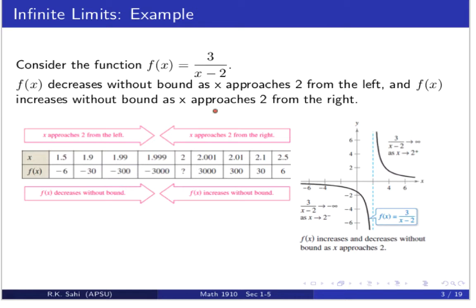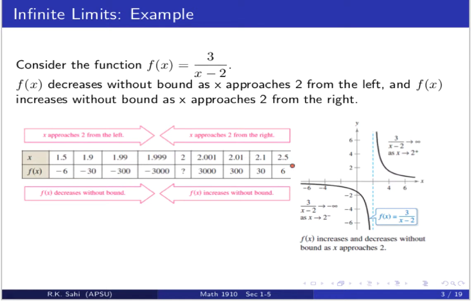Now this was from the graphical point of view. Let's look at it from the table point of view. Now 2 is the value here, and you notice as you get closer to 2 from the left, the values are decreasing without bounds. You see, at 1.5 it was -6. Look at the value at 1.999: -3,000. Think of that.